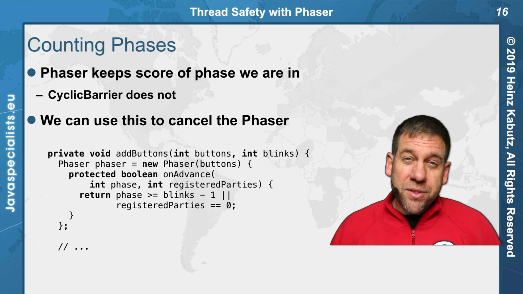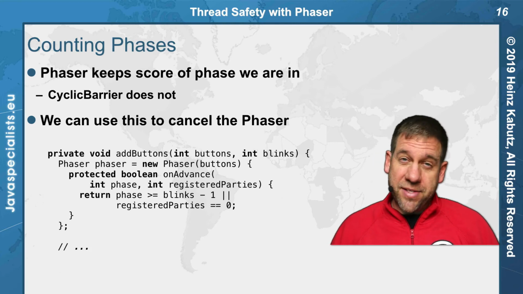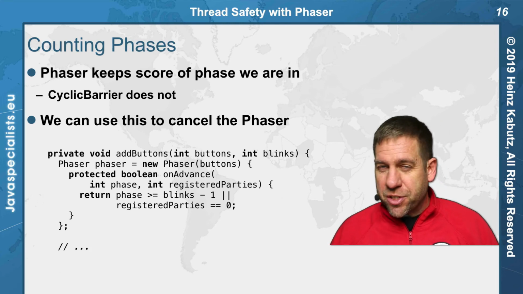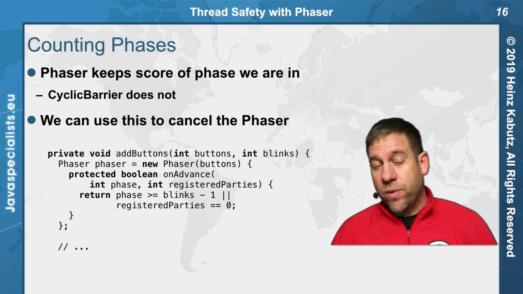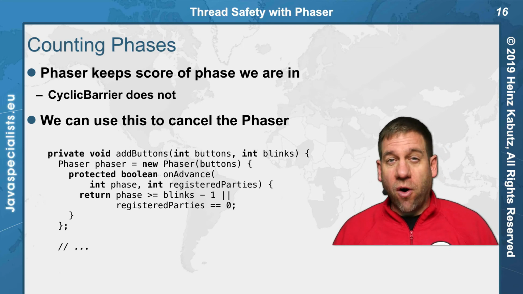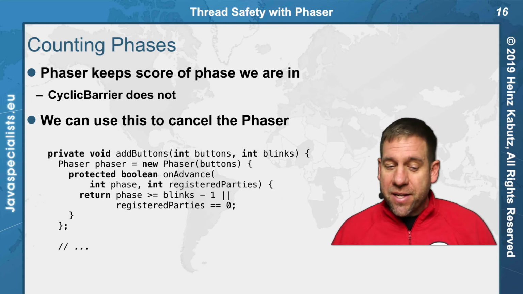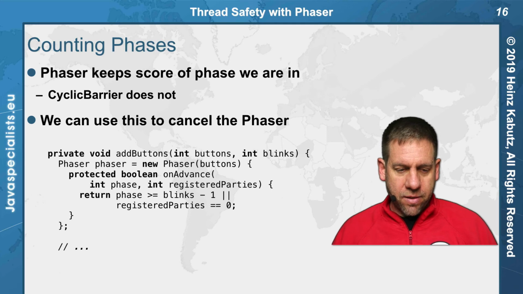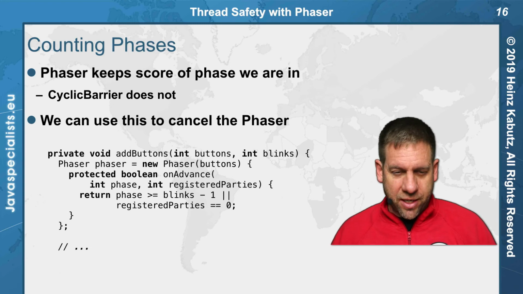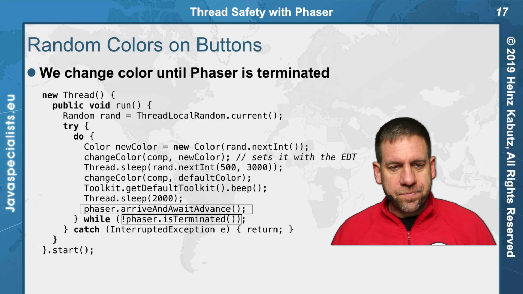The phaser also counts the current phase that we're in, and we can have an action being called whenever we go past one phase. So we can have onAdvance being overridden, and inside that we can also decide to cancel. So if we return false, I believe, then we want to cancel. Returning false is cancel, returning true means continue. I think, I'm not exactly sure. I can never remember this way around.